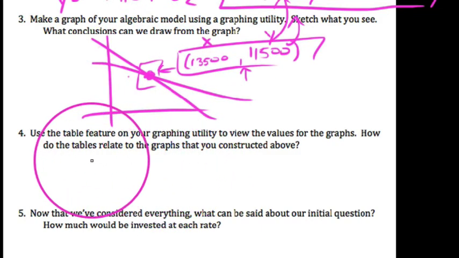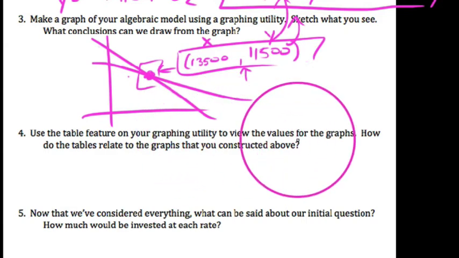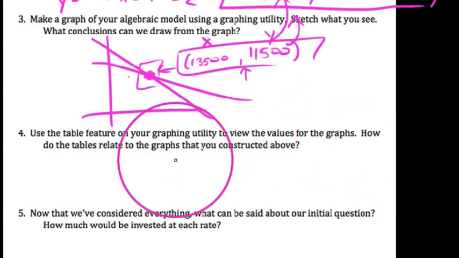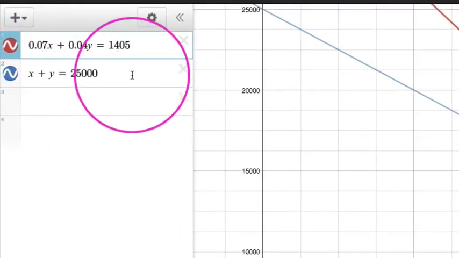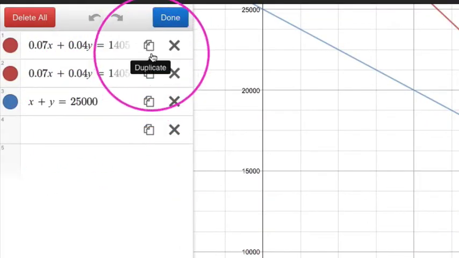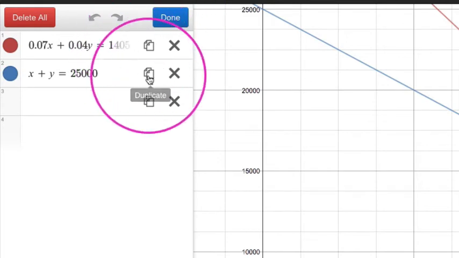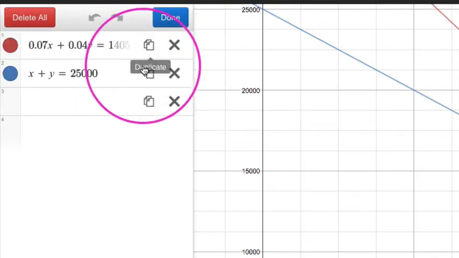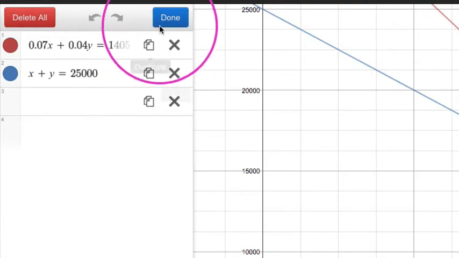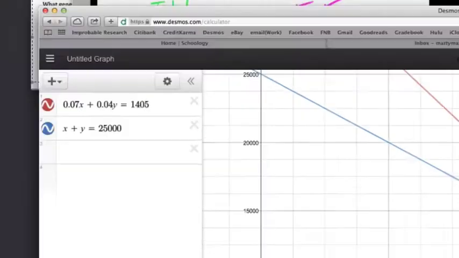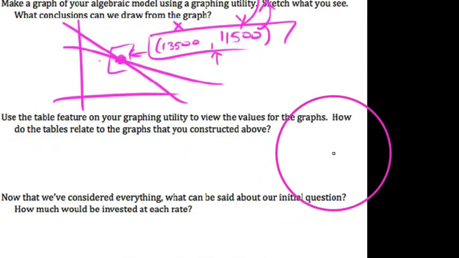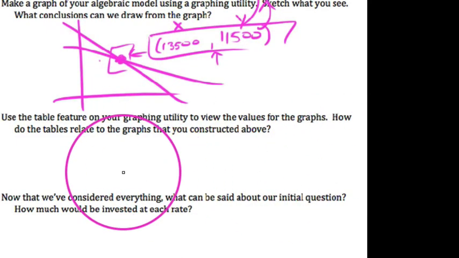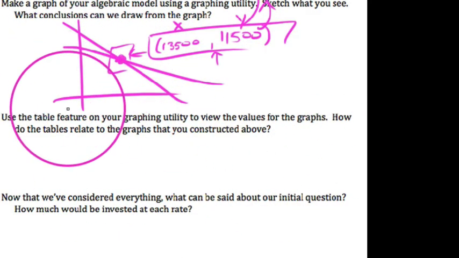Okay, so it says use the table feature on our graphing utility to view the values for the graphs. How do these tables relate to the graphs that you constructed above? So really quickly, let's take a look at this table of values here. We can make one for both of these equations. As a matter of fact, I thought we could. Possibly not. Let's click on this here. Nope. Okay, well, we're not going to make a table of values here for this one. But we could see that the table of values would reflect all of the solution pairs we're getting in both graphs.